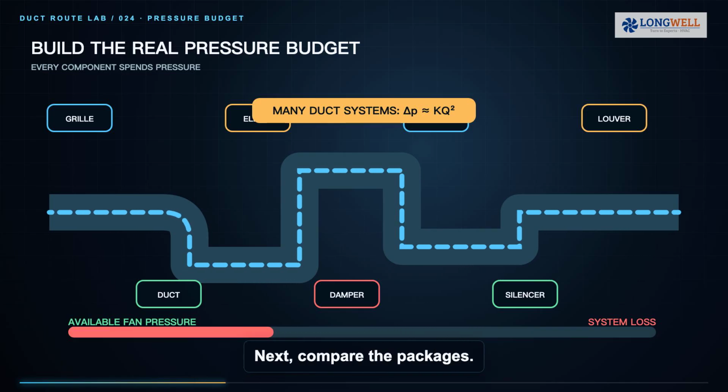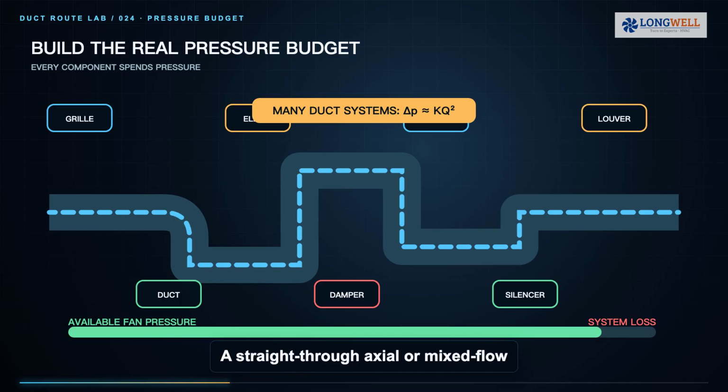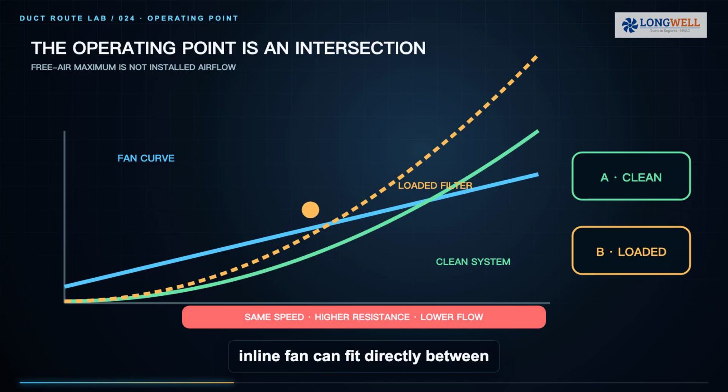Next, compare the packages. A straight-through axial or mixed-flow inline fan can fit directly between round duct sections. It is often attractive where the route is compact, side clearance is limited and the required pressure lies comfortably inside the certified curve. Mixed-flow geometry may provide a useful balance of pressure capability and a straight-through form, but the curve, not the word mixed, proves the duty.